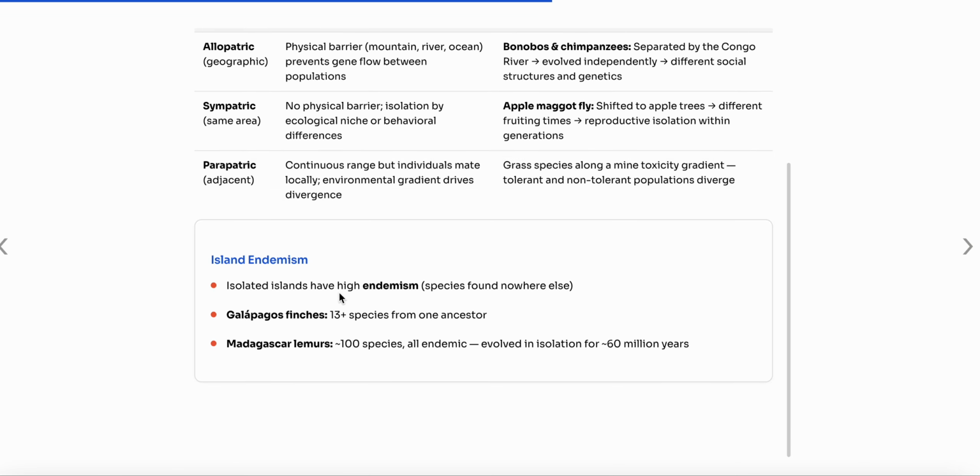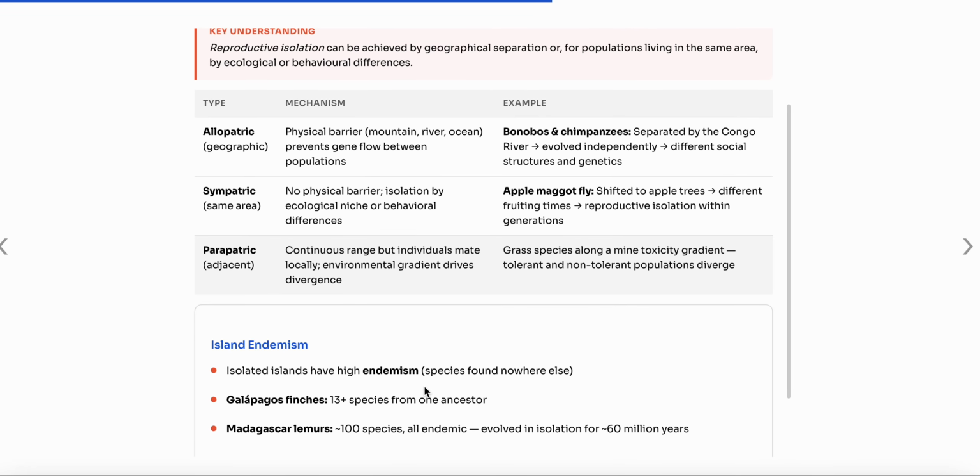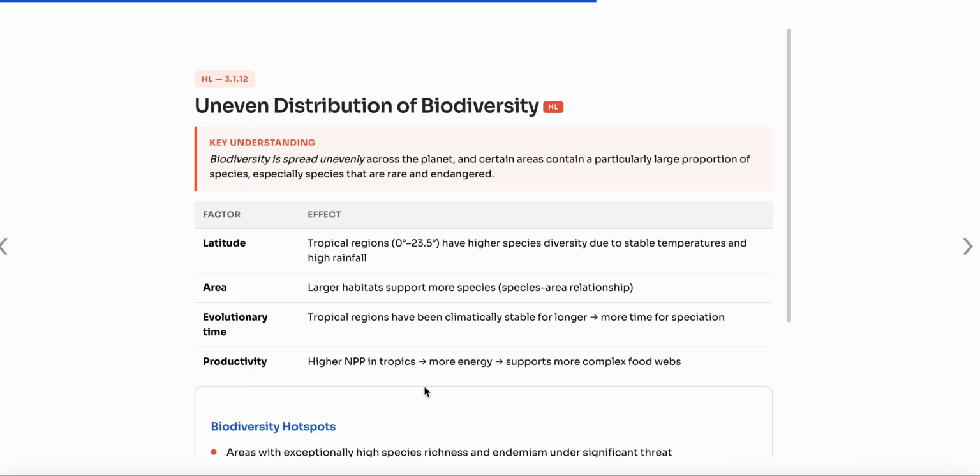Isolated islands always have high endemism. The word endemism comes from endemic species, which are species found only in that area and nowhere else. Galapagos finches are 13-plus species which formed from one ancestor. Madagascar lemurs are around 100 species, all endemic, evolved in isolation for 60 million years. You will find lemurs only in the Madagascar region. So that's how reproductive isolation works.